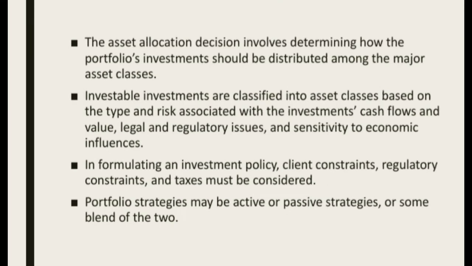The asset allocation decision involves determining how the portfolio's investments should be distributed among the major asset classes. The three different types of asset allocation decisions are policy asset allocation, dynamic asset allocation, and tactical asset allocation. Investable investments are classified into asset classes based on the type of risk associated with the investment, cash flows and value, legal and regulatory issues, and sensitivity to economic influences. The four major asset classes are common stock, bonds, cash equivalents, and real estate.